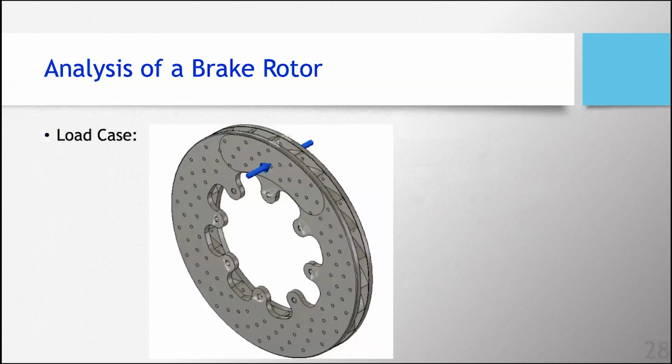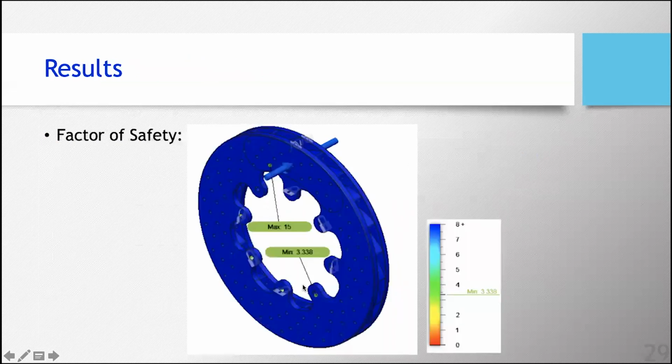The load case, as you can see, the blue arrows indicate the caliper force, which you have seen in the calculations part, which is around 10,000 Newton. The brake rotor itself, the whole body, has a braking torque, and the holes which we can see here are all fixed. Upon analyzing it and doing multiple iterations, these are the results which I have achieved.